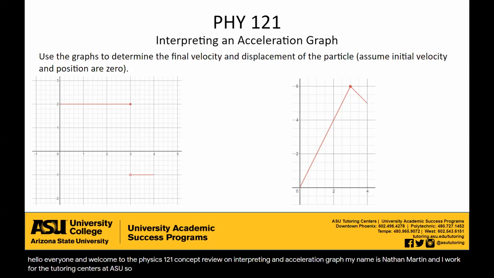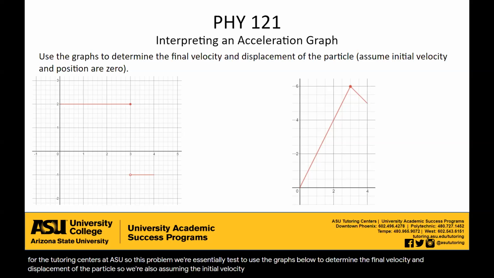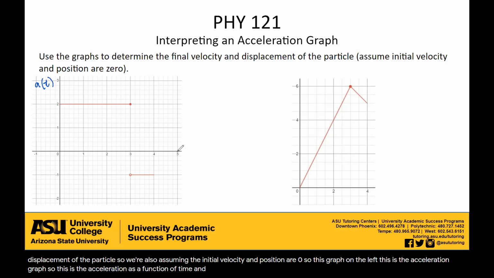So, this problem, we're essentially tasked to use the graphs below to determine the final velocity and displacement of the particle. We're also assuming the initial velocity and position are 0. This graph on the left is the acceleration graph. It shows the acceleration as a function of time, and the x-axis is the time.